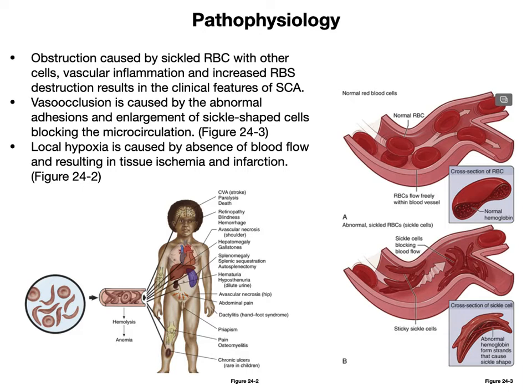Pathophysiology: obstruction caused by sickled red blood cells with other cells. Vaso-occlusion is caused by the abnormal adhesions of enlargement of sickle-shaped cells blocking the microcirculation, shown in figure 24.3. And local hypoxia is caused by absence of blood flow, resulting in tissue ischemia and infarction, shown in figure 24.2.